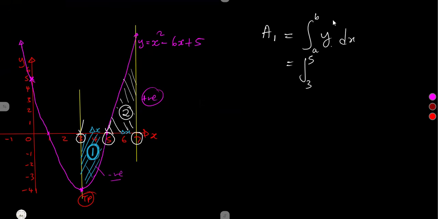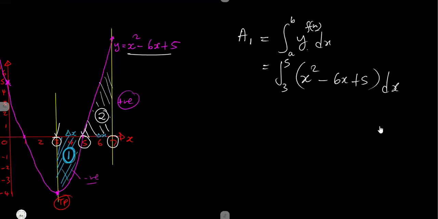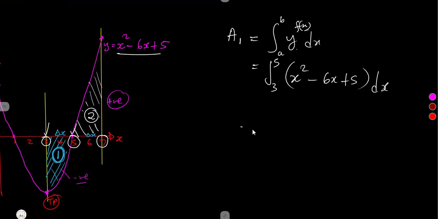Why? Remember, it's our f of x. So what is our f of x? This is our f of x: x squared minus 6x plus 5. So when you see two regions like that, I will advise you to separate your areas. Calculate them separately. This one on its own, another one on its own.